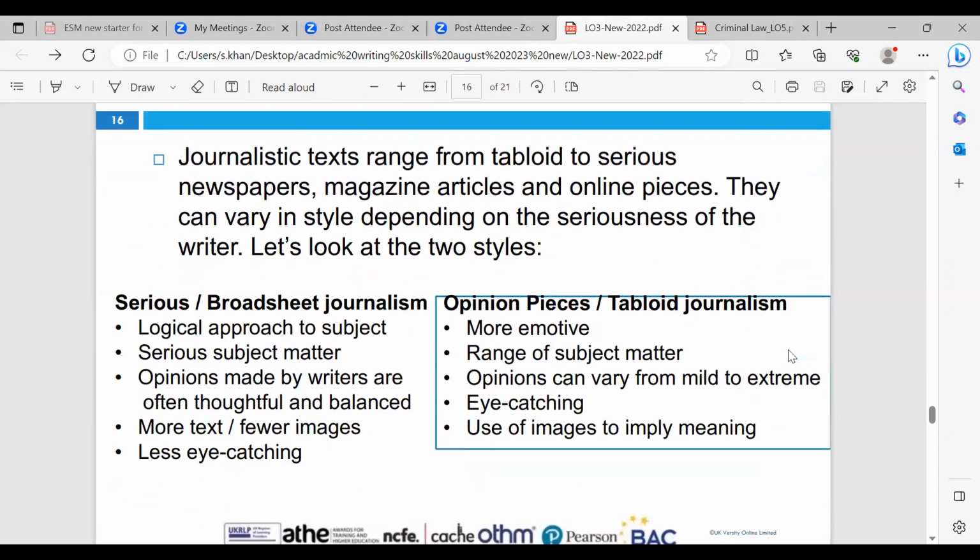Serious broadsheet journalism has to be a logical approach to the subject. It should be a serious subject matter. Opinions made by writers are often thoughtful and balanced. There's more text and fewer images, so less eye-catching. Why do you think it's less eye-catching, the serious newspapers? What are they there to do? They'll have fewer pictures in.